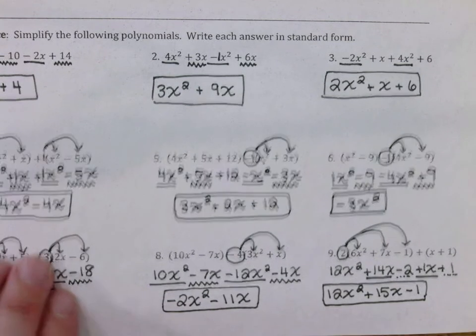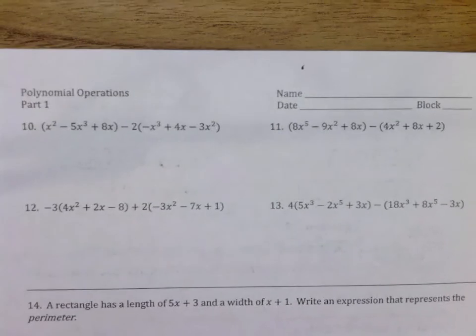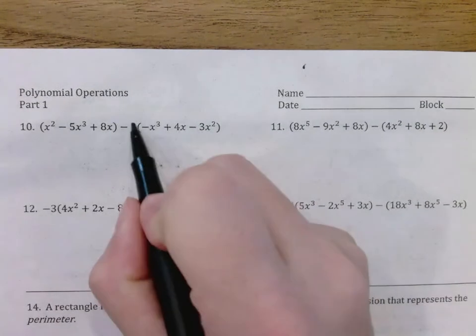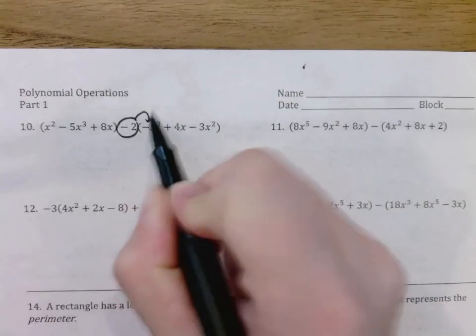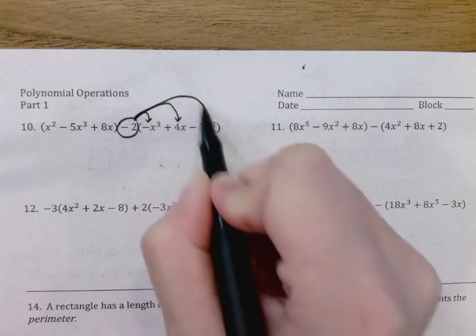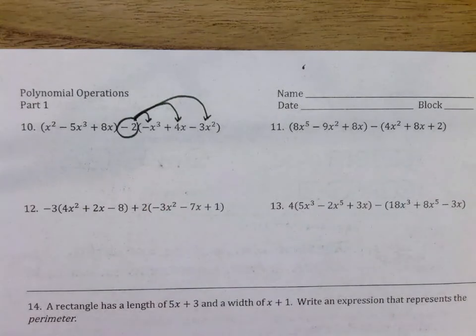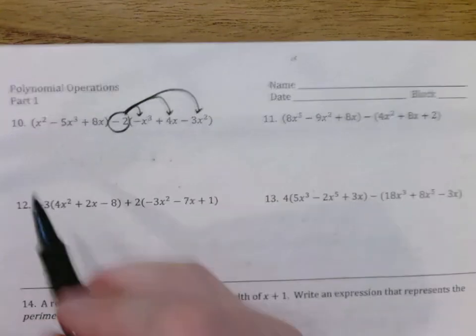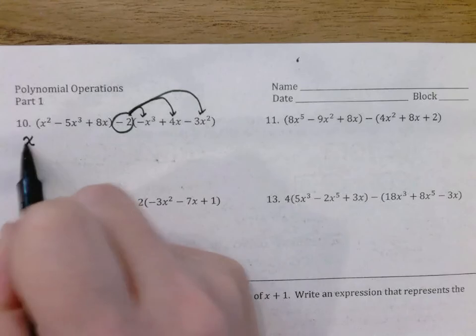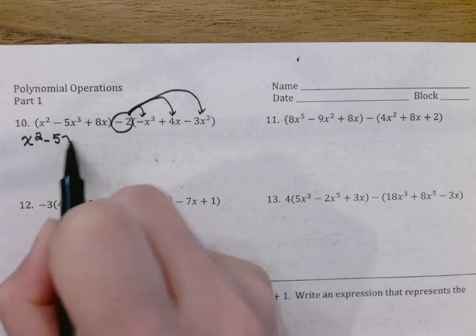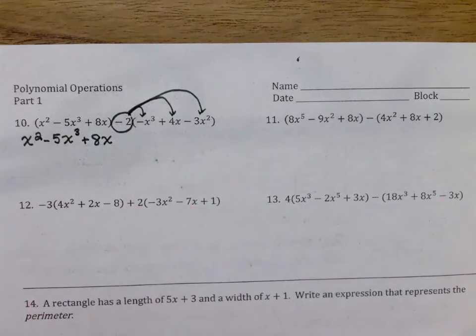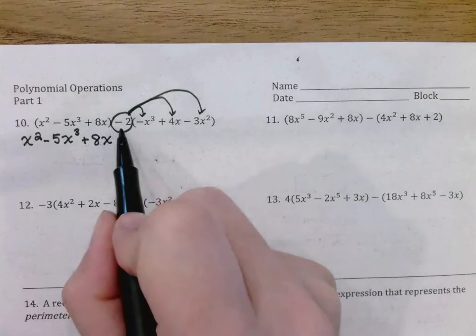Okay, so let's look at some more challenging examples on the back side. So for number 10, I'm going to have to distribute this negative 2 to every term in that expression. The first expression does not change at all, so I'm going to bring that right down. I'll bring down x squared minus 5x cubed plus 8x. But now we have to distribute this negative 2.